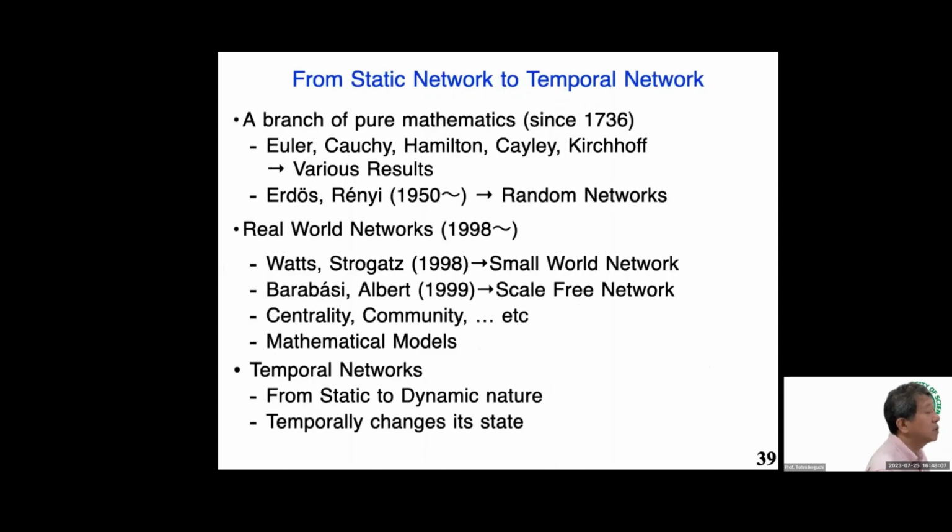Starting with the small-world network paper published in 1998 and the scale-free network paper published in 1999, various methods for analyzing networks have been proposed. Although I will not go into further detail in today's talk, there have been many proposals for network analysis indices, for example, so-called centrality or community detection and so on.